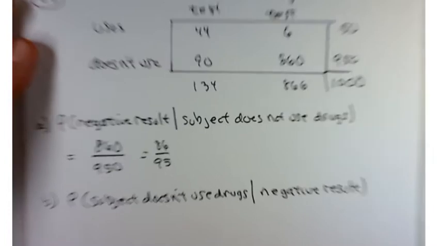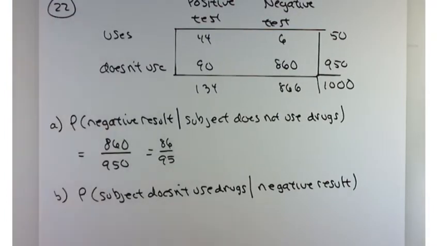So think about this one for a second. Think about what this would mean. The problem is telling you you've got a negative result. What's the probability that they actually didn't use drugs? And if you get that, try and think which one of these would an employer be able to actually know?